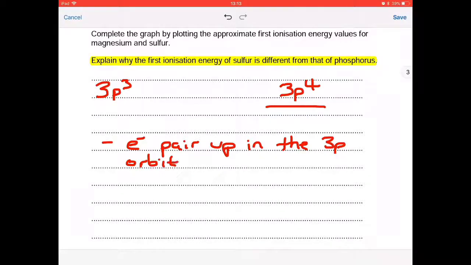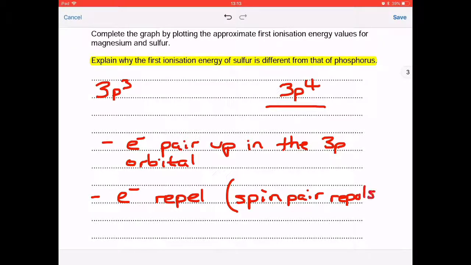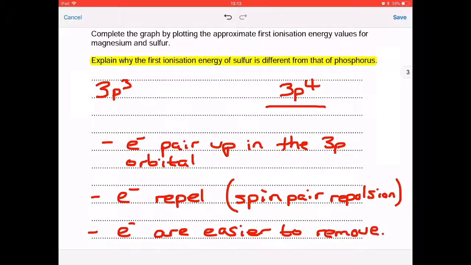Because electrons are negatively charged and you're putting two electrons within a very close distance to each other, the electrons repel each other, also commonly known as spin pair repulsion. And therefore the electrons are easier to remove. And that's the level of detail that you need to include in order to get all of the marks on that question there.